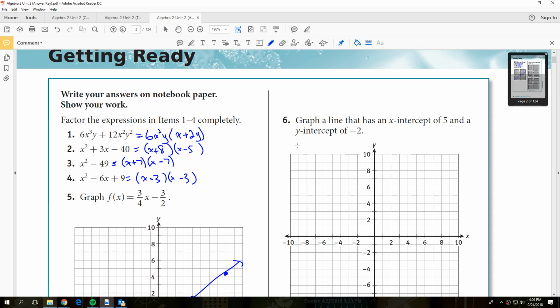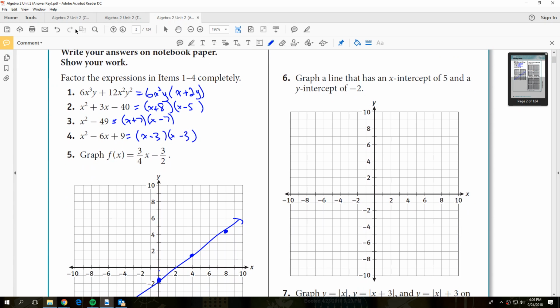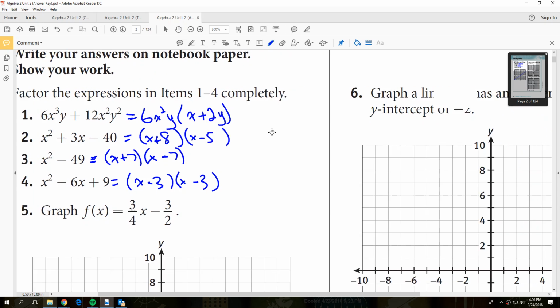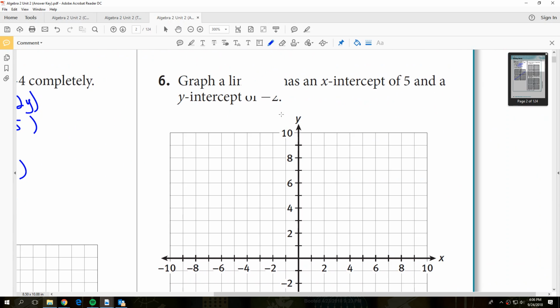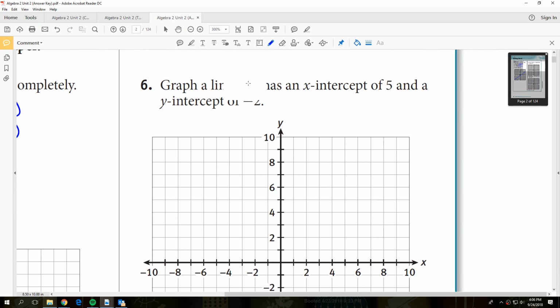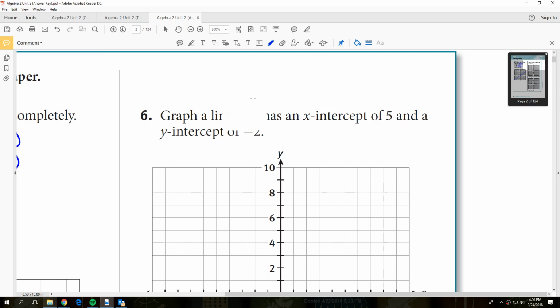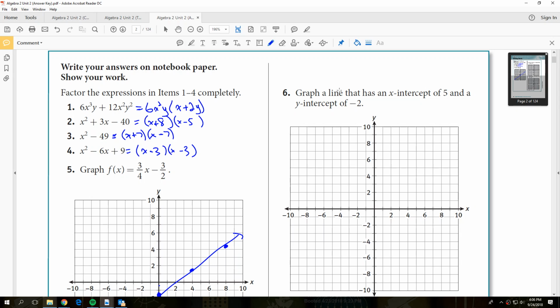All right, number 6. So actually, let me zoom in here. See how that looks. Okay. Oop, something. Don't know what that is. Hang on one second. Let me just zoom back out. It's kind of weird.